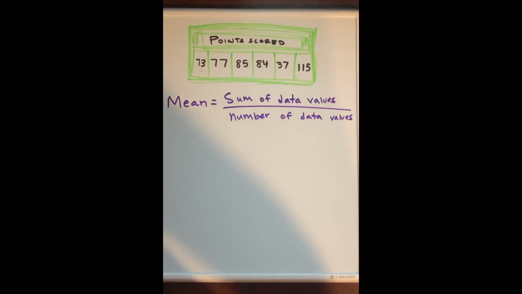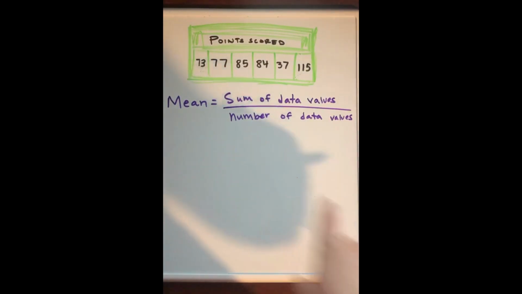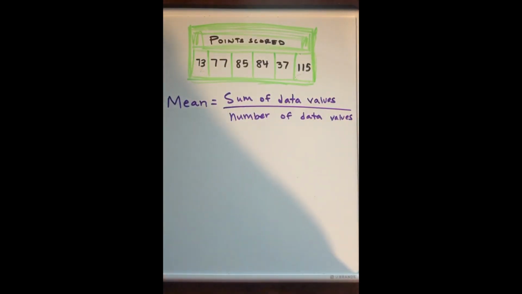Hey guys, so today we're going to find the mean of points scored. So you can see I put a table out for us. So I'm going to go ahead and read those numbers. So for points scored, there's 73, 77, 85, 84, 37, and 115. So we know to find the mean, it's the sum of data values over the number of data values. All right, so the first thing we need to do is we need to find our sum of the data values.